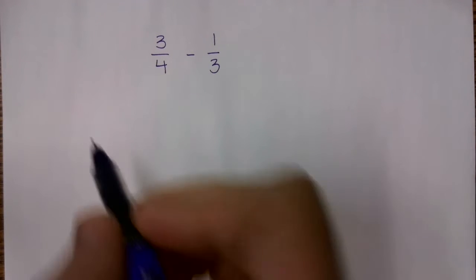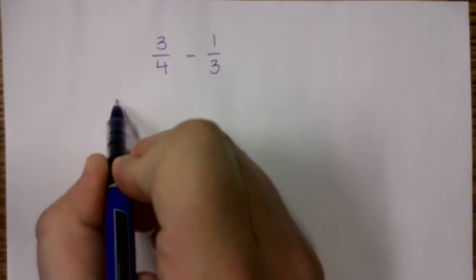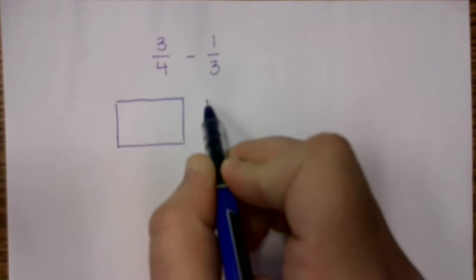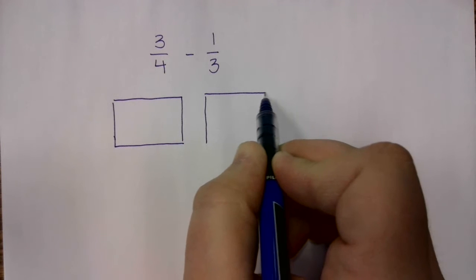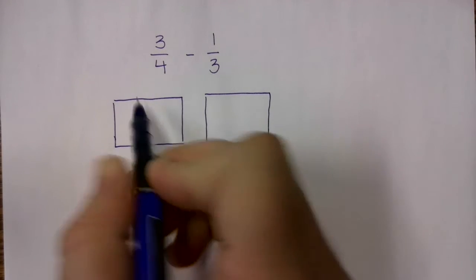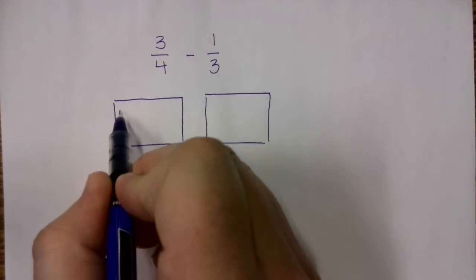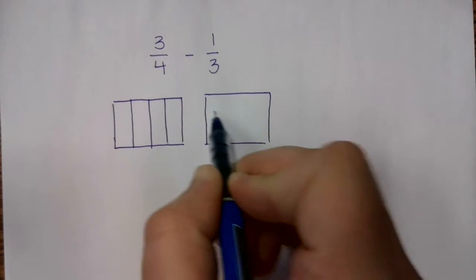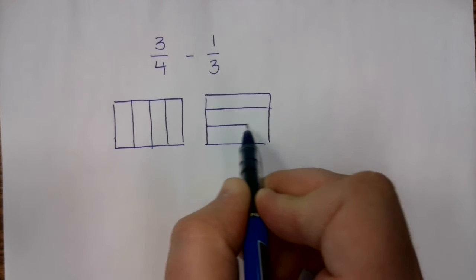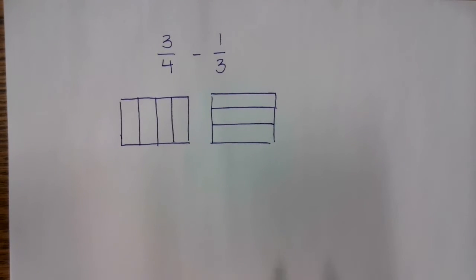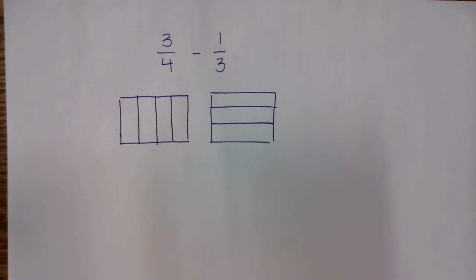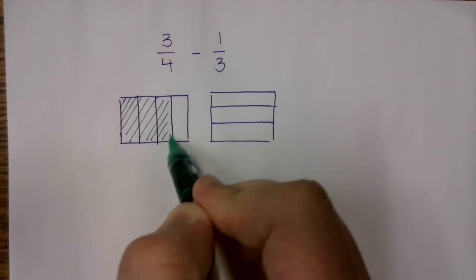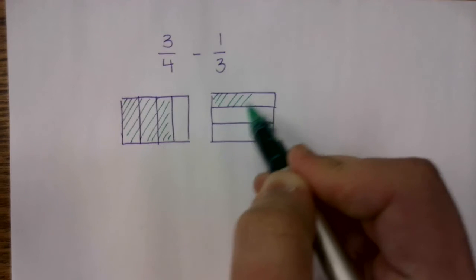Okay, so our first step is we're going to draw our rectangle models. Put this one vertically, and we'll put this one horizontally. Okay. I'm going to color in 3/4, and color in 1/3.